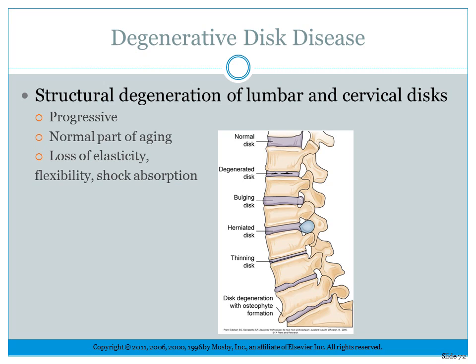I'd like to talk now about degenerative disc disease. It's a structural degeneration of the lumbar and cervical discs predominantly. The slide here shows you what a normal disc looks like. It shows you what a degenerated disc will look like: a bulging disc, a herniated disc, a thinning disc, and a disc with osteophyte formation.